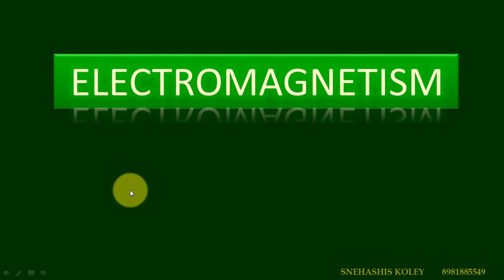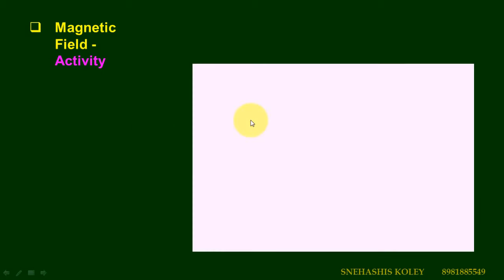Good morning, boys. In today's topic, we are going to discuss electromagnetism. Now, here is an activity which determines the magnetic field.